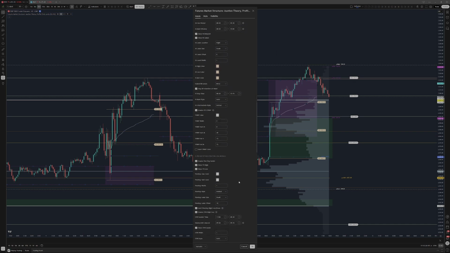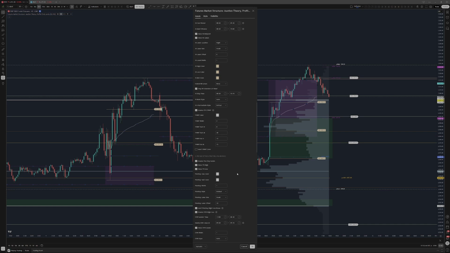Group 5, Previous Day Structure. Group 5 connects today's action to yesterday's structure. Previous day high and low lines. These are critical pivot points. If we break them, the market is expanding. If we stay inside, we are balancing.